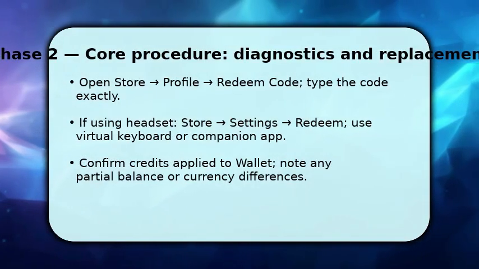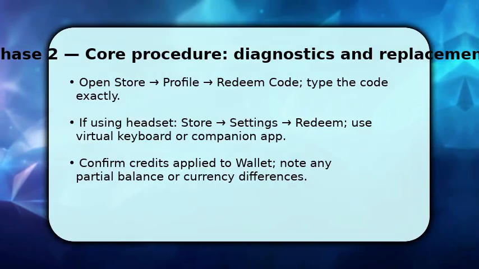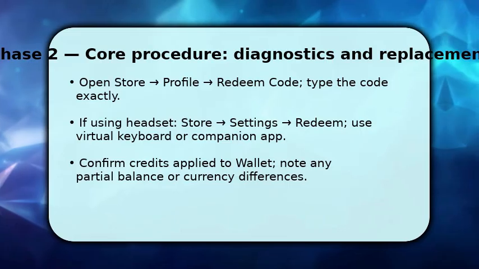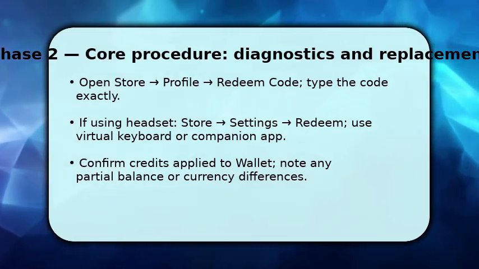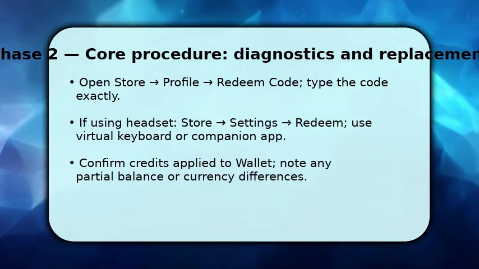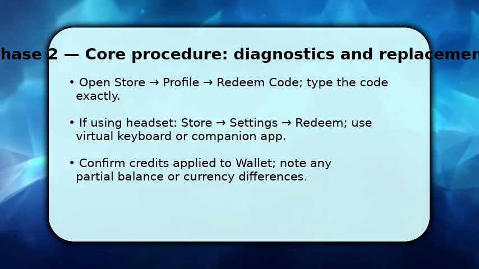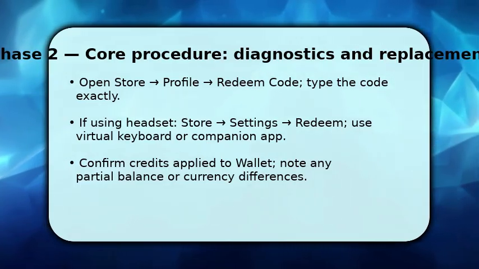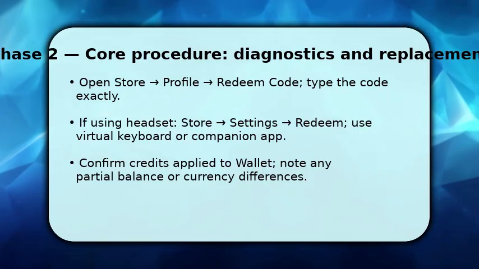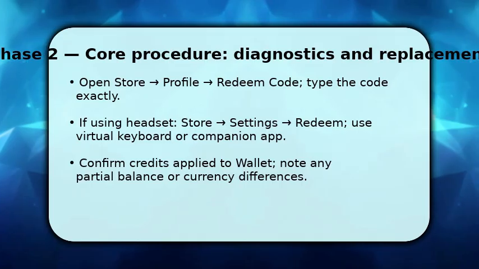Next, redeem the code in the store. In the mobile app, go to Profile, then Redeem Code, or in the Quest headset, open Store, Settings, Redeem. You must enter the code exactly, watch for O versus 0 and similar characters, because a mistyped digit rejects the claim. Once you submit, the system converts the card to account credits. Make sure the wallet reflects the new balance and that you understand local currency conversion, since some amounts can appear different than the card face value.